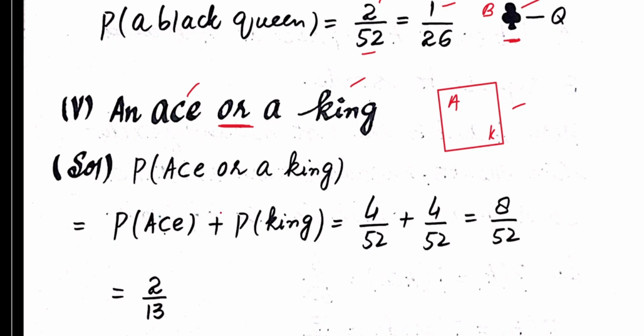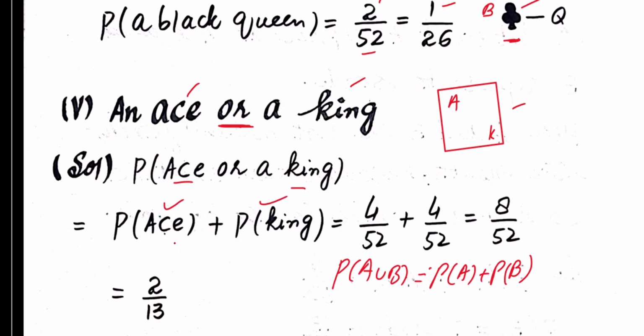They cannot occur together. So in this case, we will just use the formula probability of A union B is equal to probability of A plus probability of B. So it means here probability of ace or a king is simply probability of ace plus probability of king. How many aces are in a pack? There are total 4 aces out of 52. Similarly, there are 4 kings out of 52. So 4 over 52 plus 4 over 52, this is 8 over 52. And after cancellation with the 4, 4 2s are 8, 4 13s are 52, this is 2 over 13.